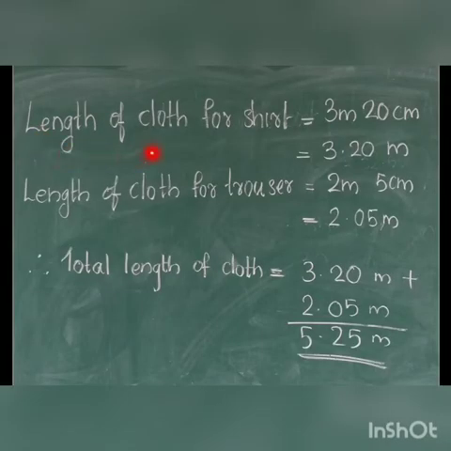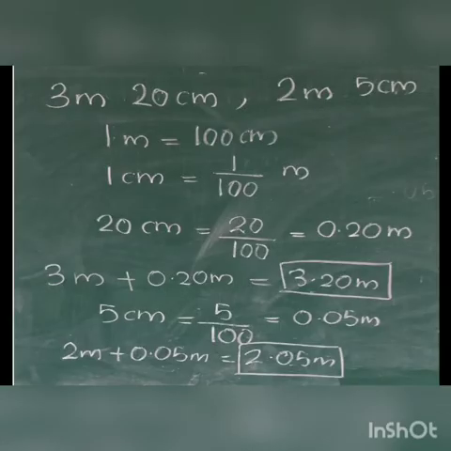So the length of cloth for the shirt is 3 meter 20 centimeter. Now converting to meter, 3.20 meter. You know how this conversion is done? Length of cloth for the trouser, 2 meter 5 centimeter, you will get 2.05 meter. How is this conversion? You know 3 meter 20 centimeter and 2 meter 5 centimeter is the given length. Meter you are not converting. What you are converting? Centimeter.